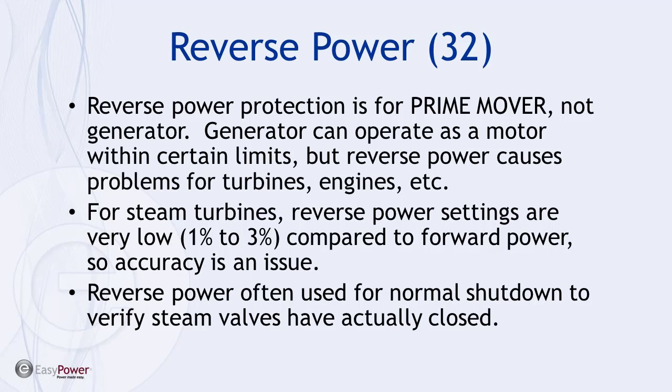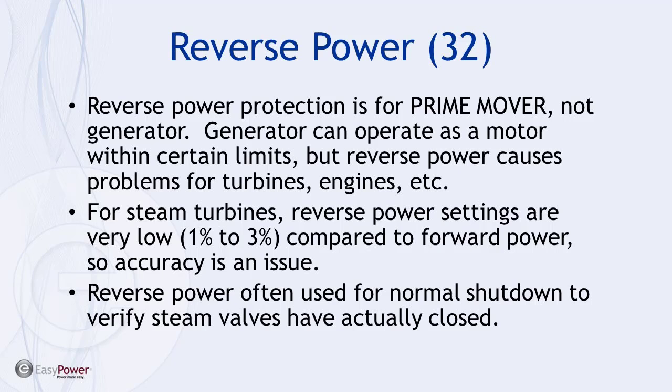Now, the reality is that this reverse power protection is provided to protect the prime mover, not necessarily the generator. The generator is happy operating as a motor within certain excitation limits, but reverse power can cause major problems for steam turbines, gas turbines, reciprocating engines, hydropower units. So the reverse power is really there to protect the prime mover and not the generator.